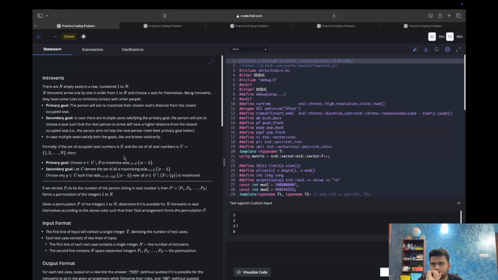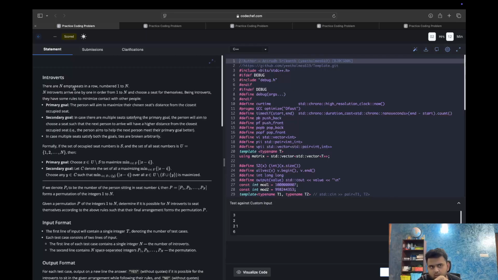Cool. There are n empty seats in a row numbered 1 to n, and introverts arrive one by one and choose a seat for themselves. Being introverts, they have some rules to minimize contact. Primary goal: the person will aim to maximize the distance from the closest occupied seat. Secondary goal: if multiple seats satisfy the primary goal, the person will aim to choose the seat so that the next person to arrive will have a higher distance from the closest occupied seat. That is, a person aims to help the next person meet the primary goal better. I don't understand this. In case multiple seats match both goals, ties are broken arbitrarily.